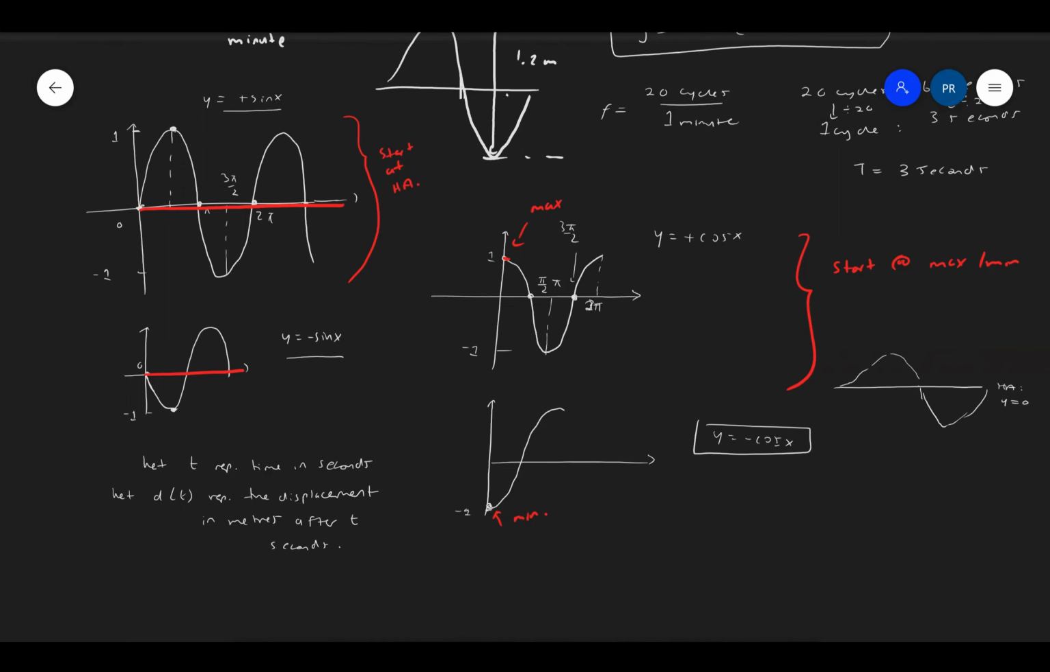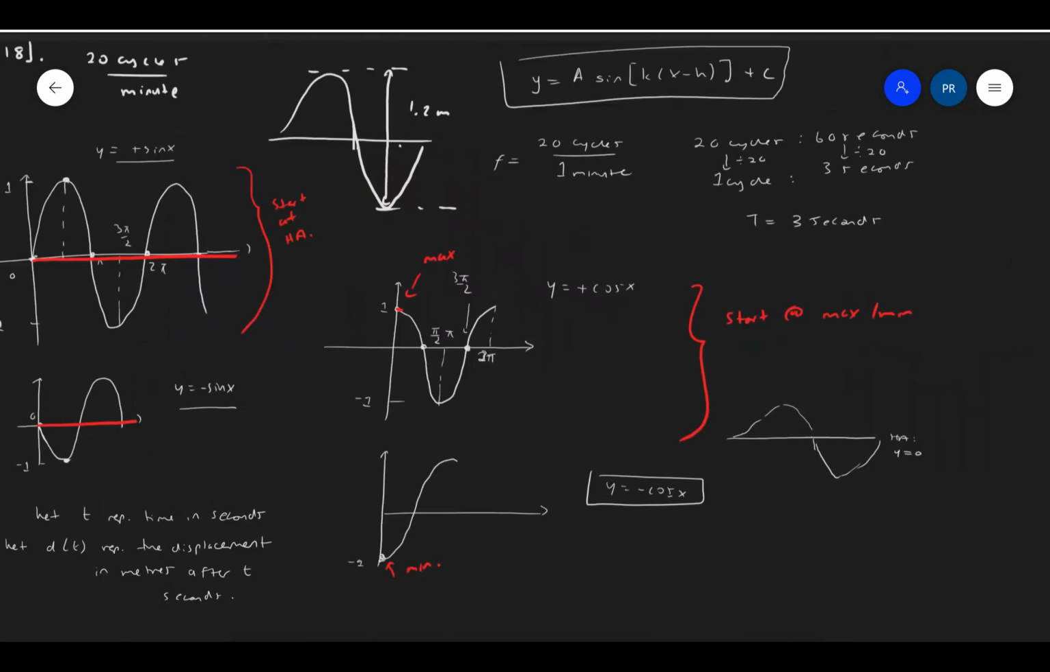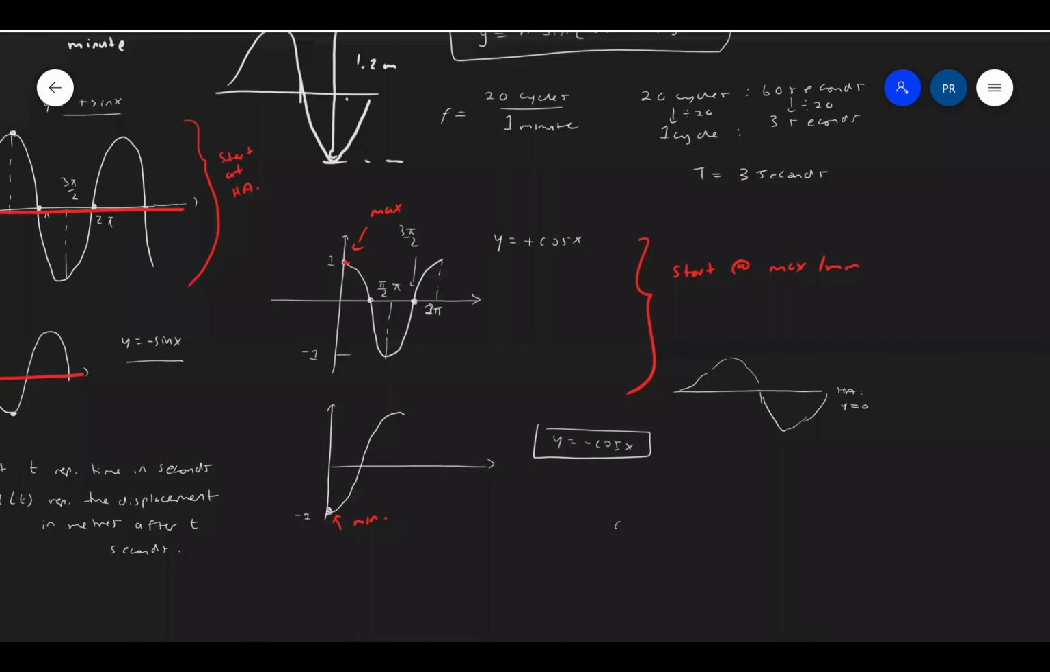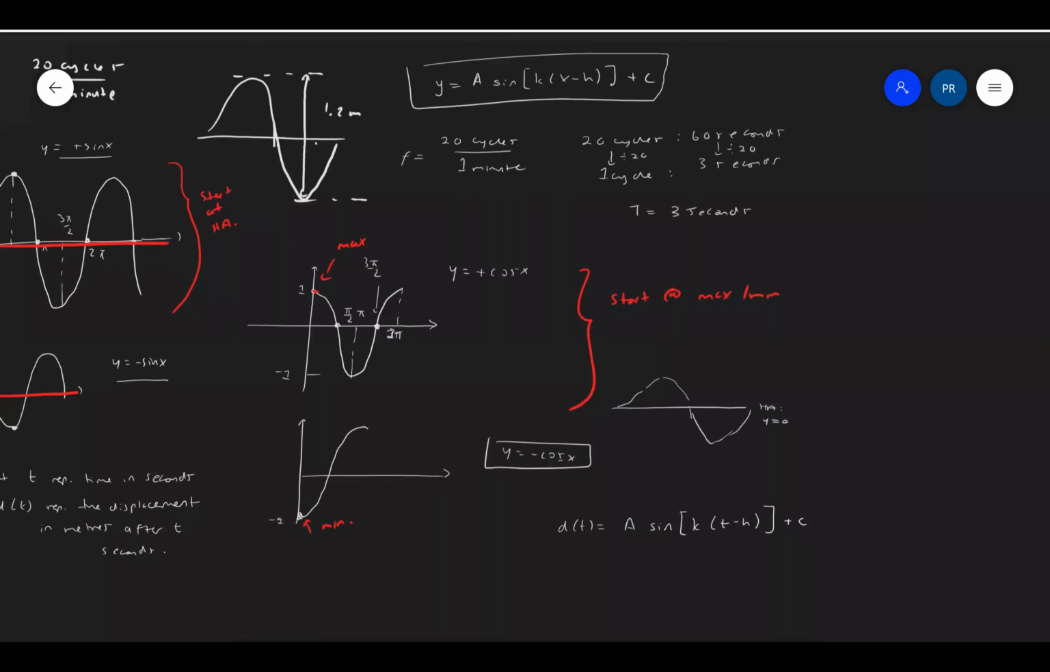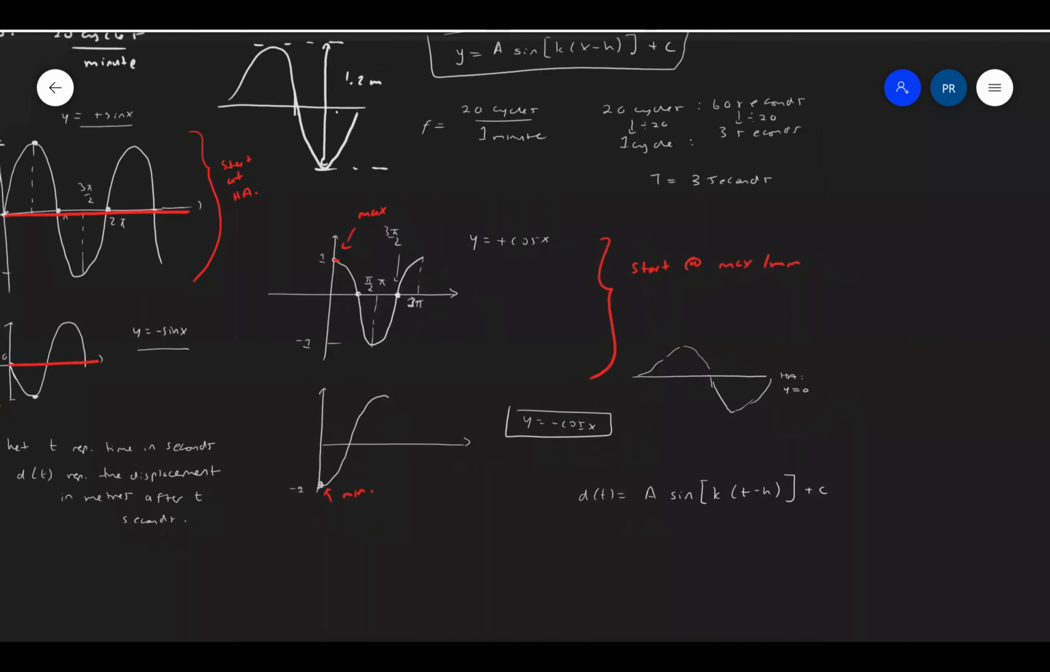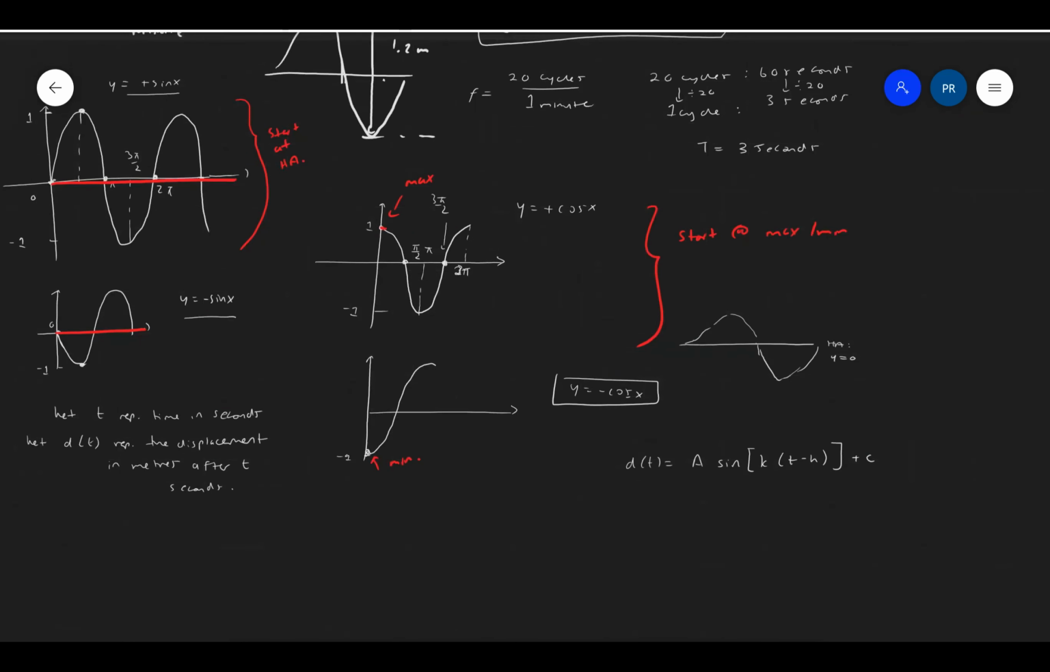The key idea is we're going to model this equation in terms of sine, okay? Except this time, instead of using y, we're using d of t equals a sine k t minus h, plus c. So I'm just using t instead of x, right? And I need to find some of these parameters. Now, I've mentioned before that we're starting at the horizontal axis. We're not given the information whether the graph reaches the maximum wave height or the minimum wave height first, but we can just leave that to our own devices.